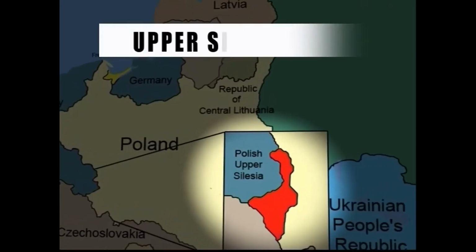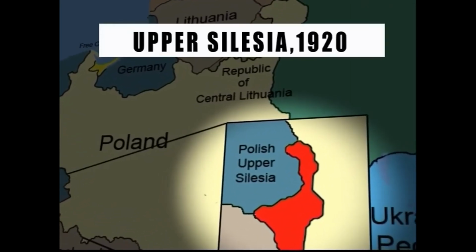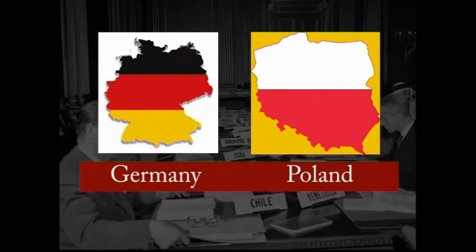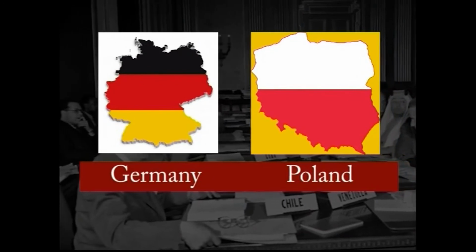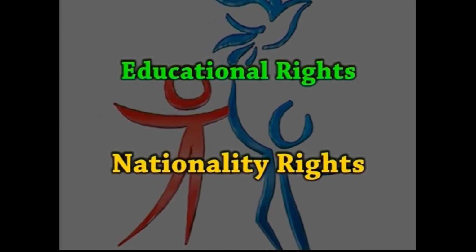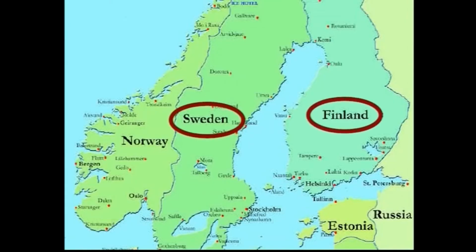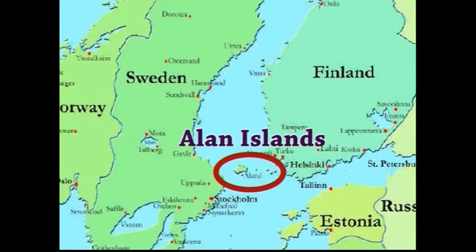For example, in the case of Upper Silesia in 1920, the League appointed an expert commission which enabled Germany and Poland to arrive at an understanding to give more rights to the minorities, including, say, educational and nationality rights. The League was also involved in resolving a dispute between Sweden and Finland over the Aland Islands, an archipelago lying between Sweden and Finland, populated by some 20,000 people, almost entirely Swedish-speaking.